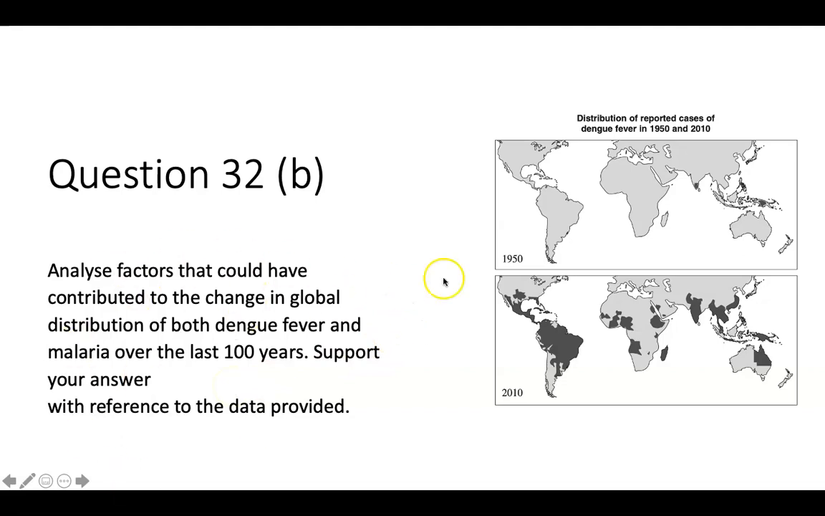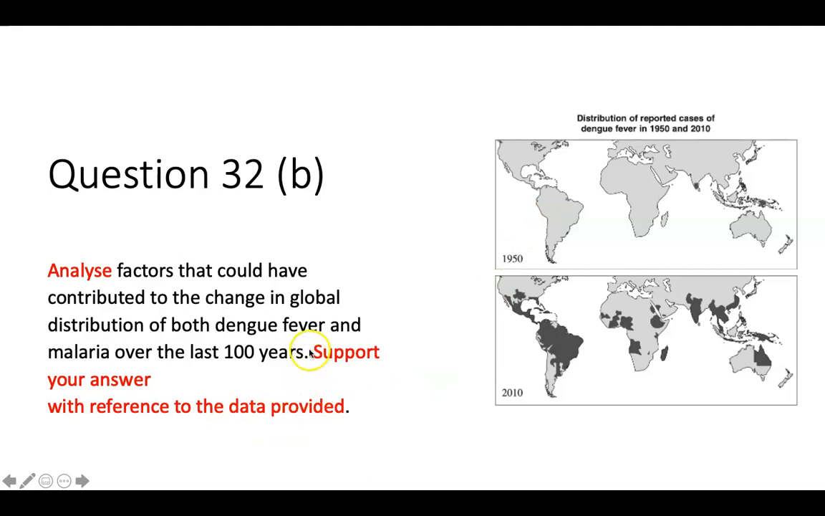But let's look at the verbs here and break down some of this. So, analyse. So this is a higher end one. We're looking at IDEA. We're looking at that A level of scaffold for our answer. And support your answer with reference to the data provided. So in this case, the data provided is this picture, or there may have been a table or some sort of graph earlier on that we can also refer to.